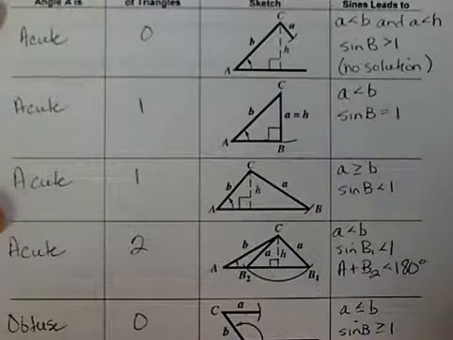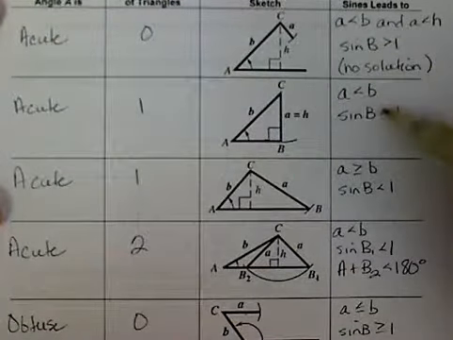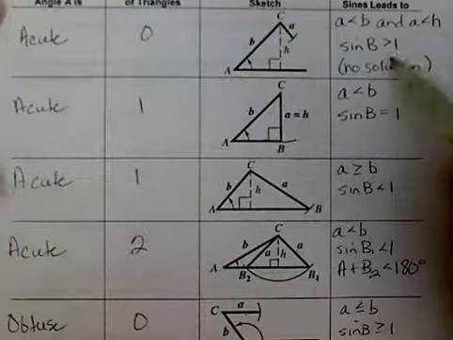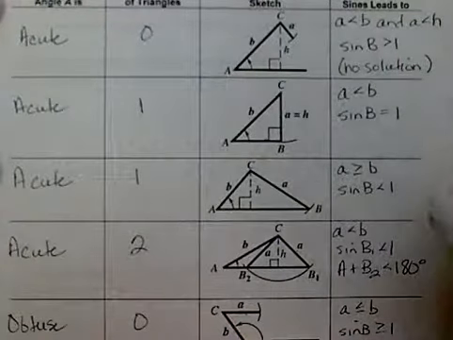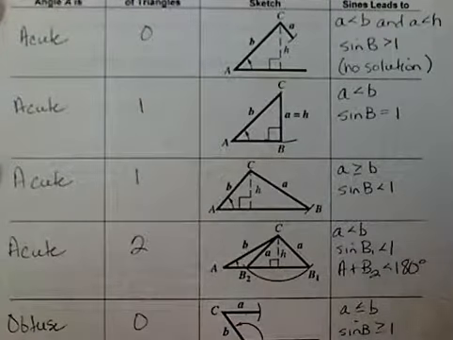Now, some people try to memorize all these different possibilities, whether A is less than B or greater than B. I don't try to do that. I just go through and solve for the sine of B. If it turns out that the sine of B is greater than 1, I know I've got no solution, no triangle. If the sine of B is less than 1, then I might have one triangle or two triangles.